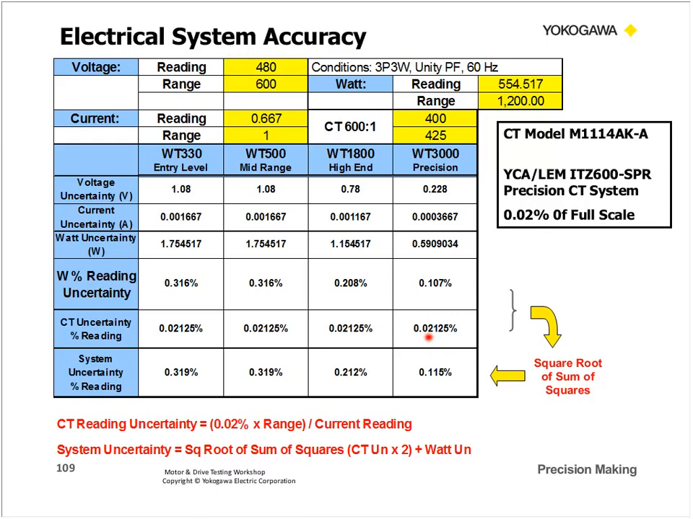Then we take the square root of the sum of the squares of these two, and we come up with our system uncertainty or error as a percent of reading, 0.1115. So that's an example of how you could go about your electrical system accuracy. And if you want to add speed and torque, then those can be added in the same manner.